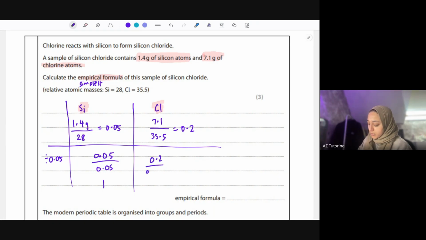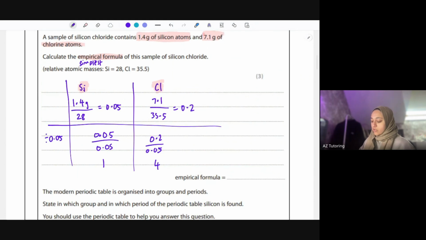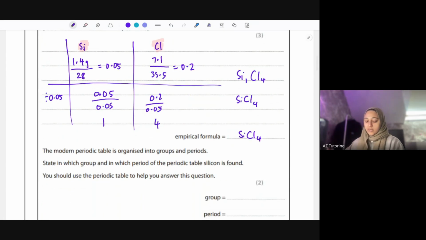0.2 divided by 0.05. If you put that in the calculator, we get 4. So that means my empirical formula is Si1Cl4, but you don't really need to put that 1 there, so I can just write SiCl4. That's my empirical formula. Okay, so that's how you work out empirical formula, which is simplest ratio, essentially.